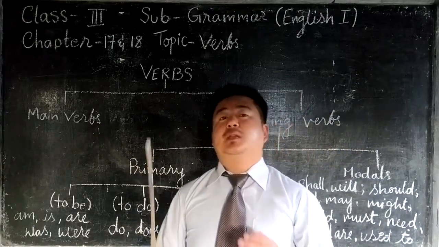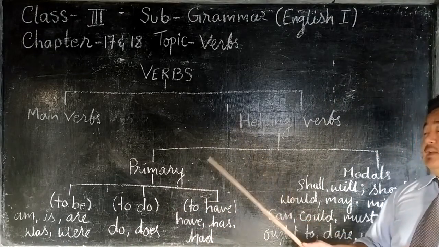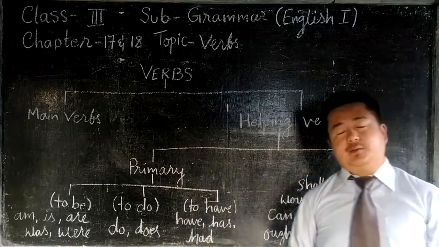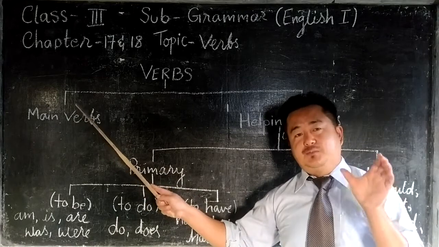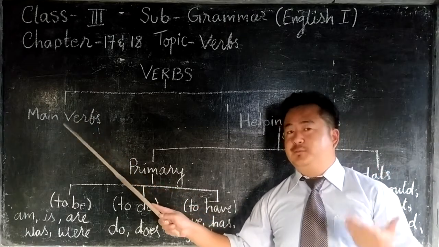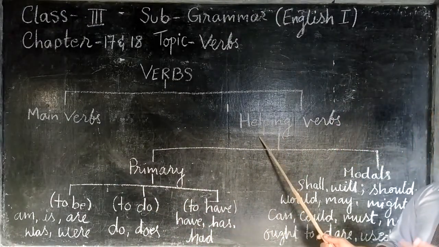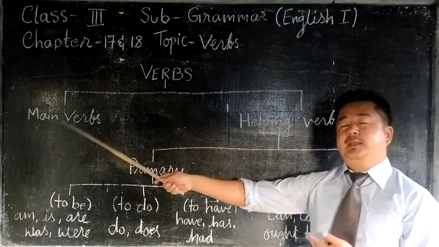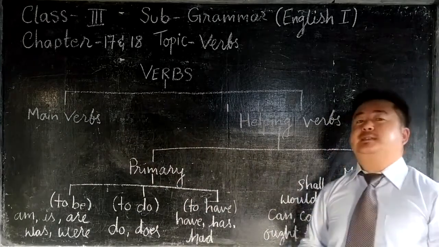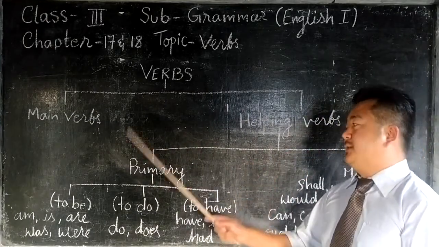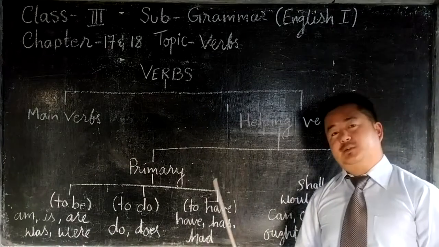In a sentence there is another type of verb also. They are known as helping verbs or auxiliary verbs. You already know what a main verb is: all those action words used in a sentence. And here in a sentence there are other verbs that help or support the main verb. The helping verbs are categorized into two. The first one is primary verbs and the second one is modals or modal verbs.